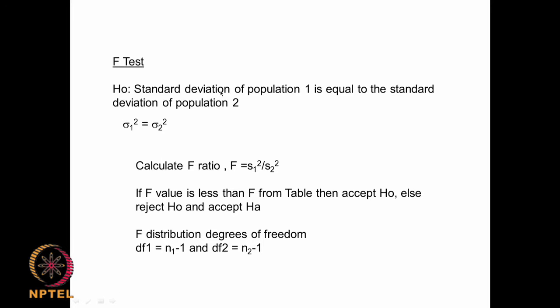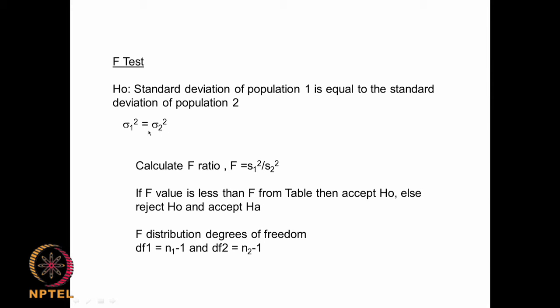The H naught here in an F test is that the standard deviation of population 1 is equal to the standard deviation of population 2. Or actually we should not use standard deviation, we should use variances, because variances are additive whereas standard deviations are not additive. Why? Because you take a square root of the variance to arrive at the standard deviation, so obviously it is non-linear. Non-linear cannot be additive, whereas variances are additive. So the null hypothesis in an F test is sigma 1 square is equal to sigma 2 square.